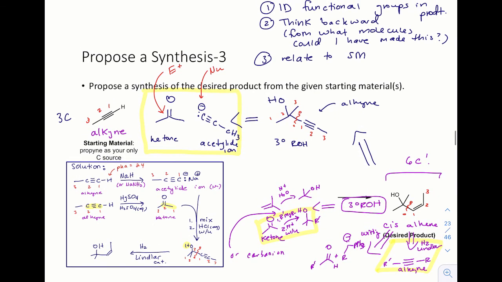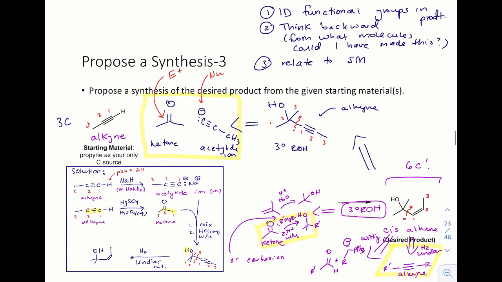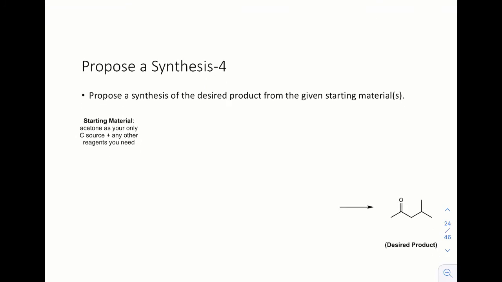And this particular synthesis involved a few reactions from Organic Chemistry 1, but we were able to get there by thinking backwards, employing retrosynthetic analysis. We're going to try one more problem before we call this part 1 and tackle the rest in part 2. Let's propose a synthesis of this product where acetone is the only carbon source, and then you may use any other reagents you need, but all of the carbons, so 1, 2, 3, 4, 5, 6 carbons in the product, must come from the 3 carbons of acetone.